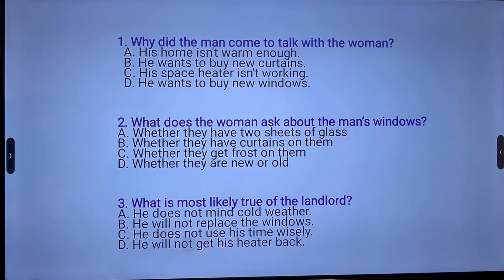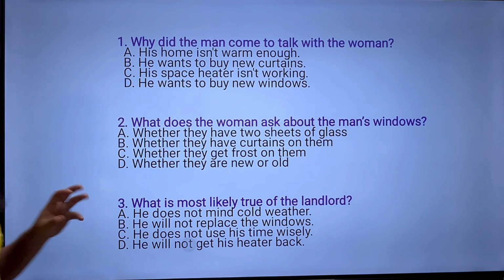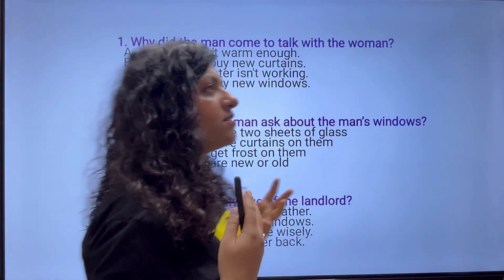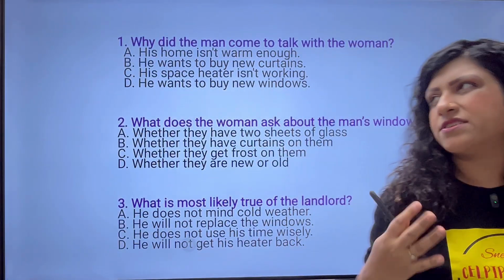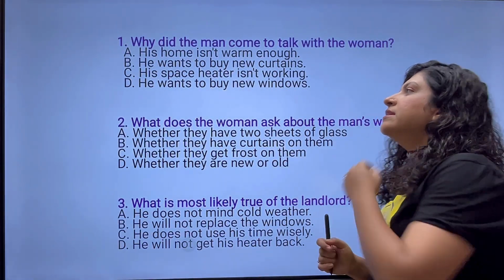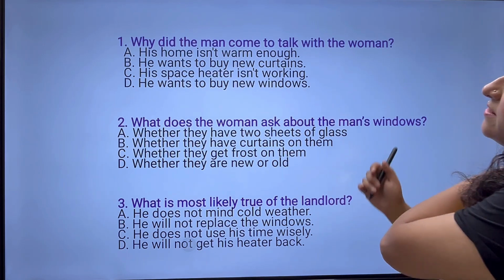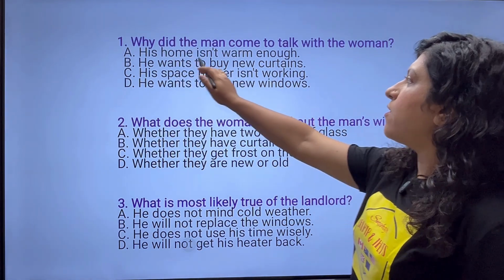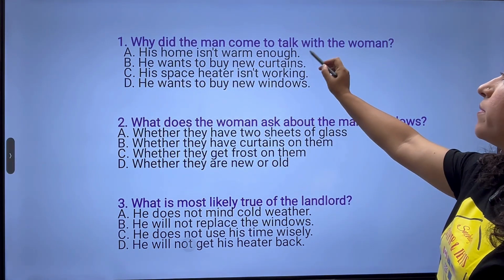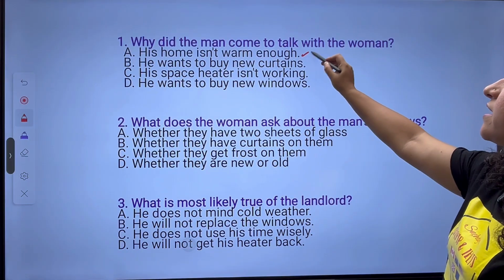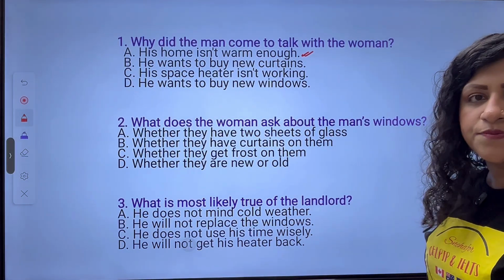Now, question 1 is, why did the man come to talk with the woman? A says his home isn't warm enough, he wants to buy a new curtain. His space heater isn't working, he wants to buy a new window. So, the man presented the problem, the woman was giving solutions, suggesting things, right? So, he was there because his home was not warm enough. He clearly said this thing in the very beginning of the audio.